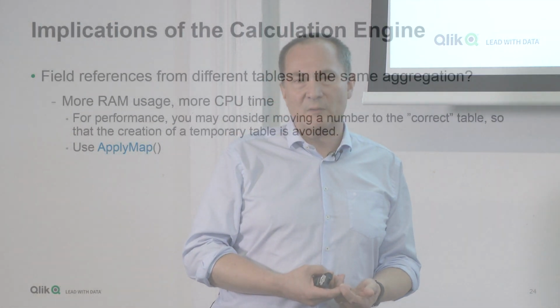Apply map is a very good thing. Apply map is just a lookup function. And it just puts one single value into a table when you use it. So you know that you cannot have duplicate records.